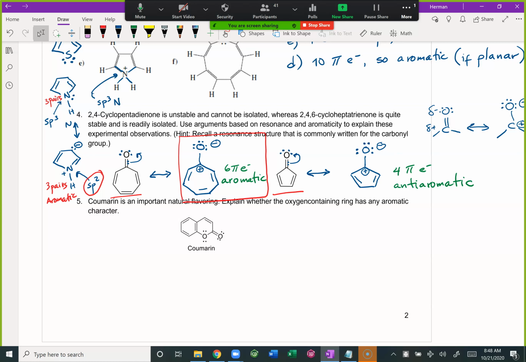You'll do the similar thing. So let's see, let's find out first what this problem asks. All right, let me delete that. Coumarin is an important natural flavoring. Explain whether the oxime-containing ring has any aromatic character. All right, let me tell you a little bit, little commercial here. We have a minute.